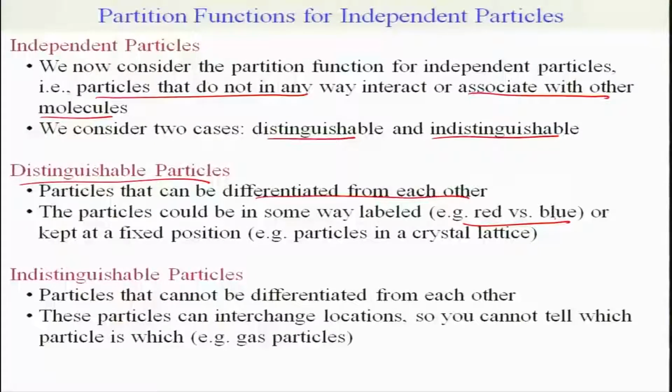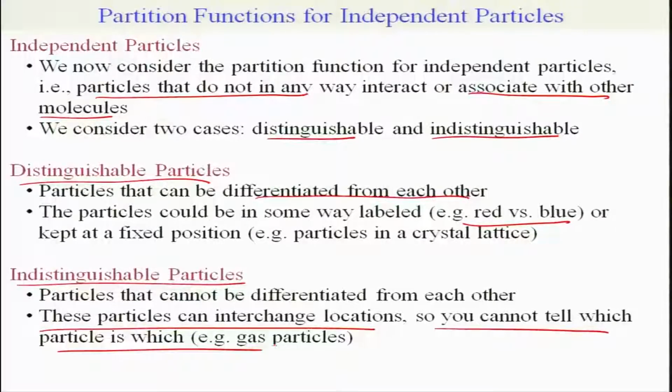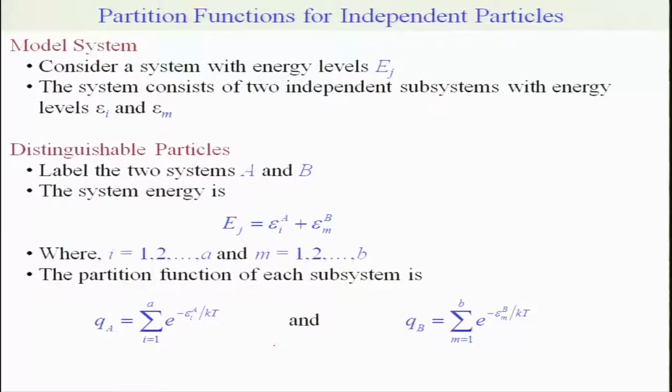But in practice, molecular systems are mostly made of indistinguishable particles if the particles are of the same type, and that is what we consider. Another case here, the particles that cannot be differentiated from each other are called indistinguishable particles. These particles can interchange locations, so you cannot tell which particle is which. That is typically the gas particles, they move around and hence they can interchange positions. So, we will be considering a model system to appreciate this understanding.